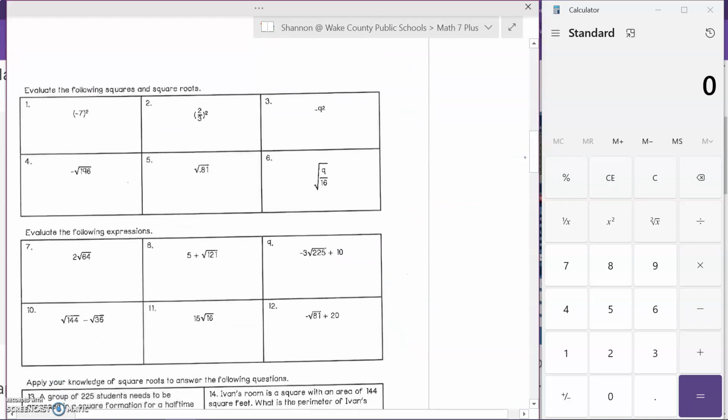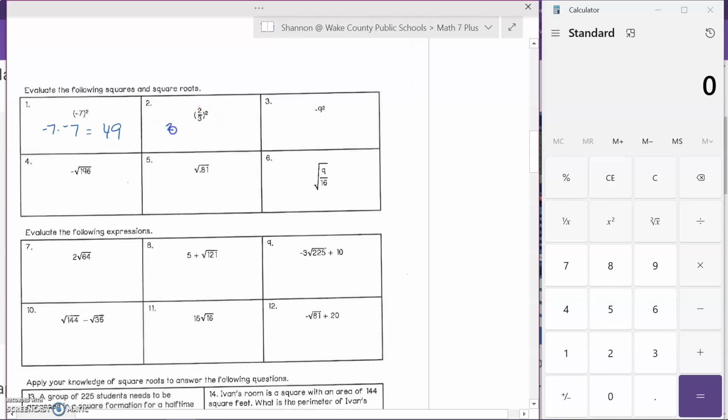So calculating some squares and square roots. Remember, squaring just means multiplying by itself. Square root is what times itself gives you that number. We'll do a few together, and then you guys will go back and do some on your own. So -7 squared is just -7 times -7. That would be a positive 49 because negative times negative is a positive. Notice how the negative is in the parentheses.